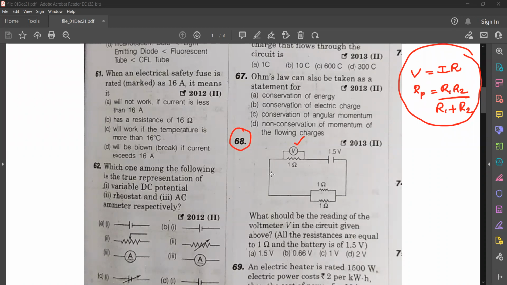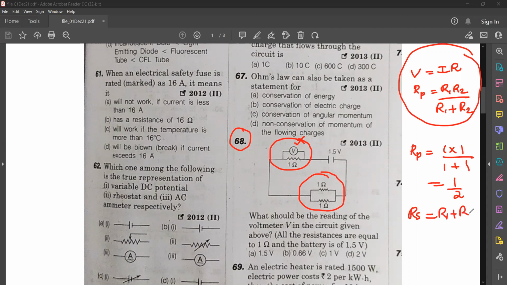Okay, so what is the answer you are getting? First of all, we have to find out the equivalent resistance of this circuit, isn't it? So here two resistors are in parallel. So how would you do? Rp is equal to R1 R2 by R1 plus R2, 1 into 1 by 1 plus 1, that is 1 by 2. Now, this resistance is in series with this resistance, isn't it? If two resistors are in series, Rs is equal to R1 plus R2. So this combined resistance is 1 by 2.